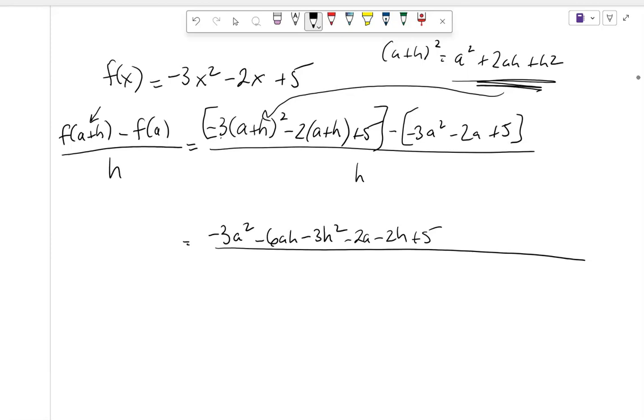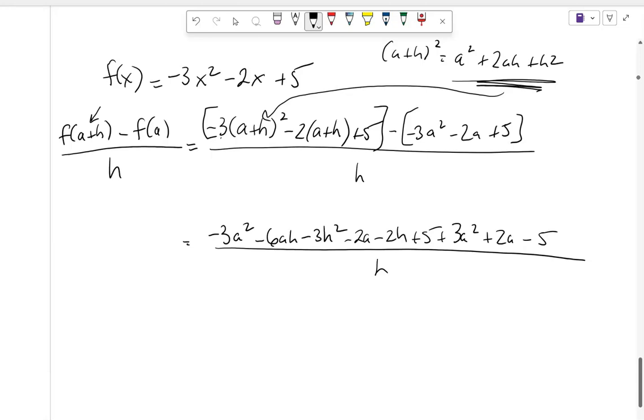And then notice I've got these brackets around the second part for a reason. That minus sign has to apply to everything here. So I got to distribute in my minus sign as well. So you get plus 3a squared plus 2a minus 5. Okay.